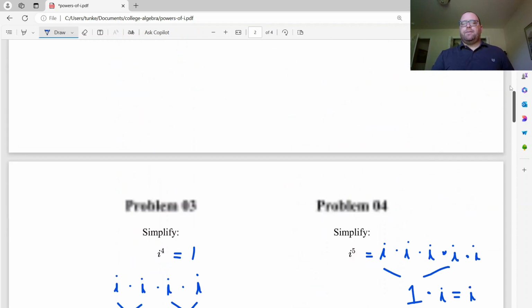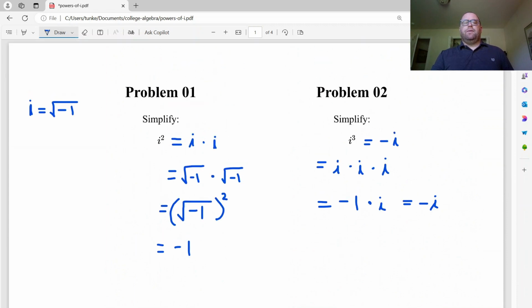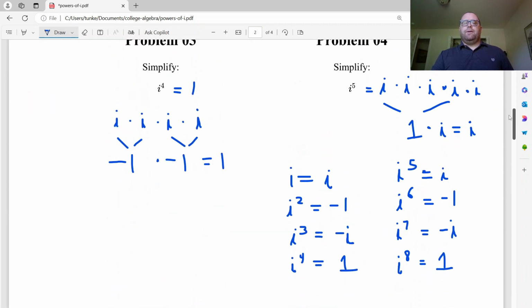And let me bring you back up to the pattern here. It's going to follow this pattern: i to the first, i to the second, i to the third, i to the fourth, the pattern ends. Then we start again. i to the fifth, i to the sixth, i to the seventh, i to the eighth. 8 is a multiple of 4. It ends. Then we go i to the ninth, i to the 10th, i to the 11th, i to the 12th. It ends again. Okay, so just keep that in mind when you're evaluating powers of i.